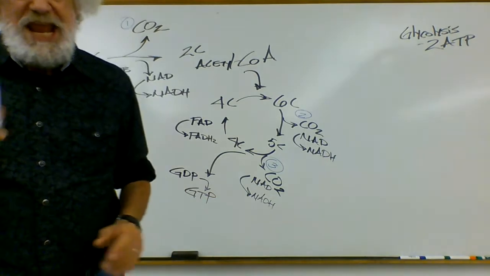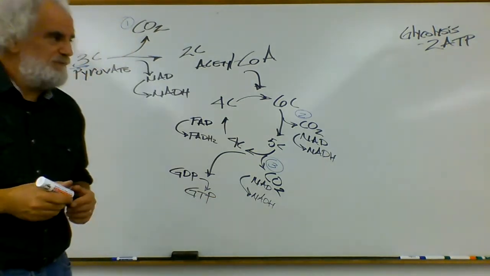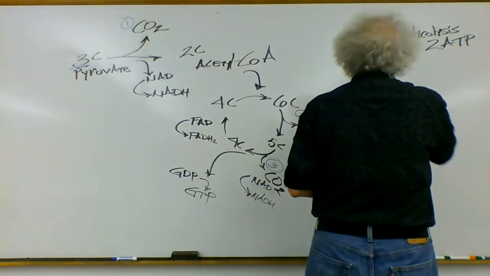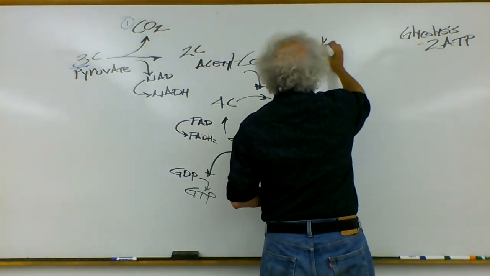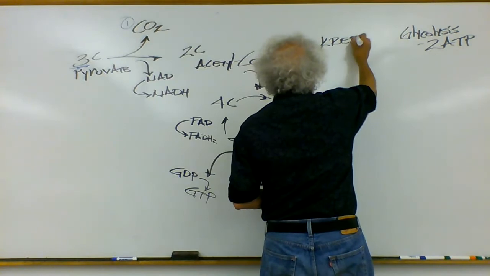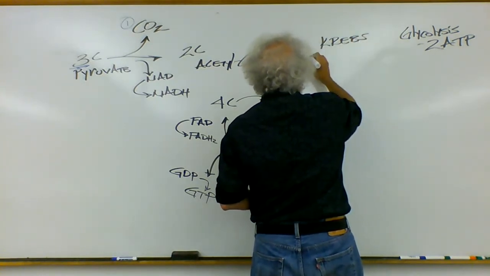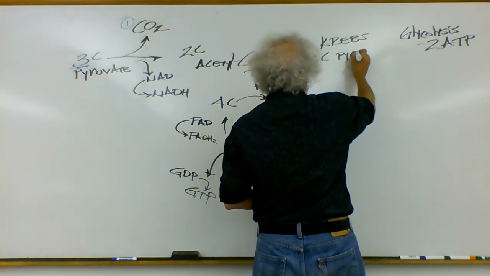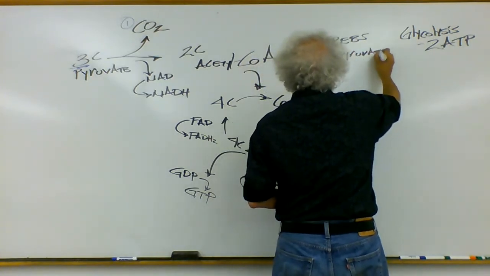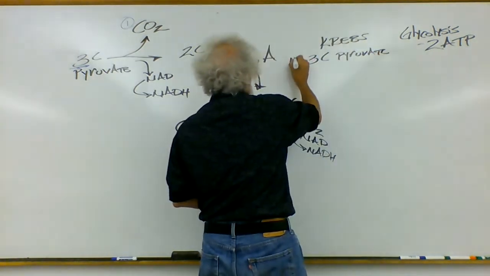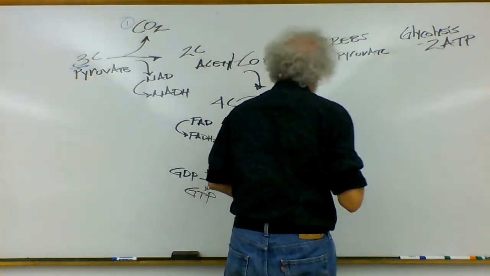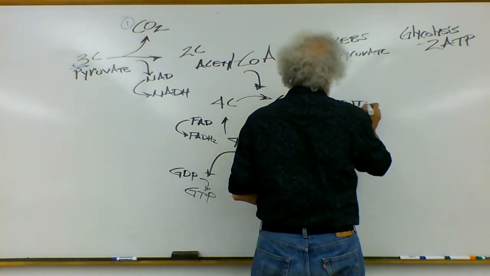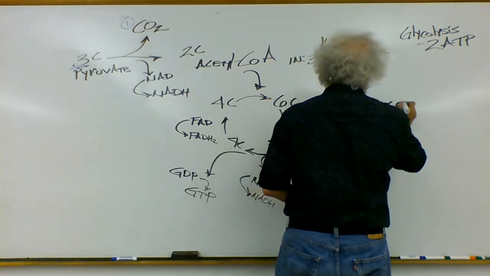All right, so now if we do our tally, we can say this about the Krebs cycle: Mr. Krebs cycle is doing this for us. We got 3 carbons in the form of pyruvate that is going in, and coming out we got 3 carbon dioxides.